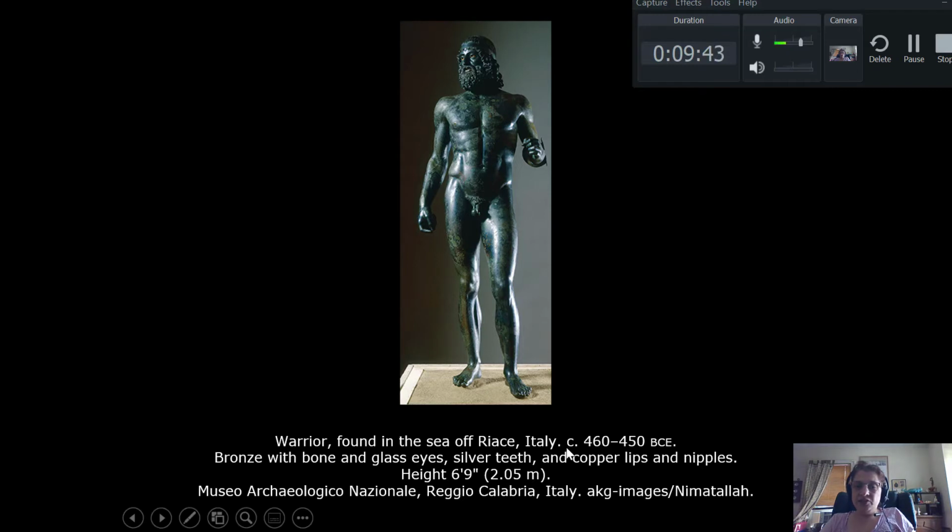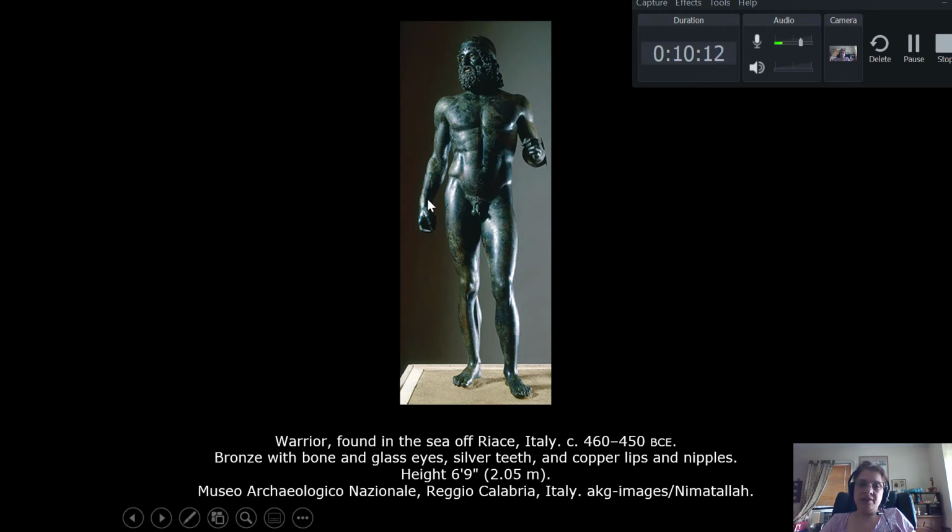He is dated to circa 460 to 450 BCE, made out of bronze, and then it has bone and glass eyes with silver teeth and copper lips and nipples. So he has things that have been added to him, right? But what I want to show you is he really has this beautiful contrapposto. You can see his weight is standing on this leg. His hips are definitely going at an angle.